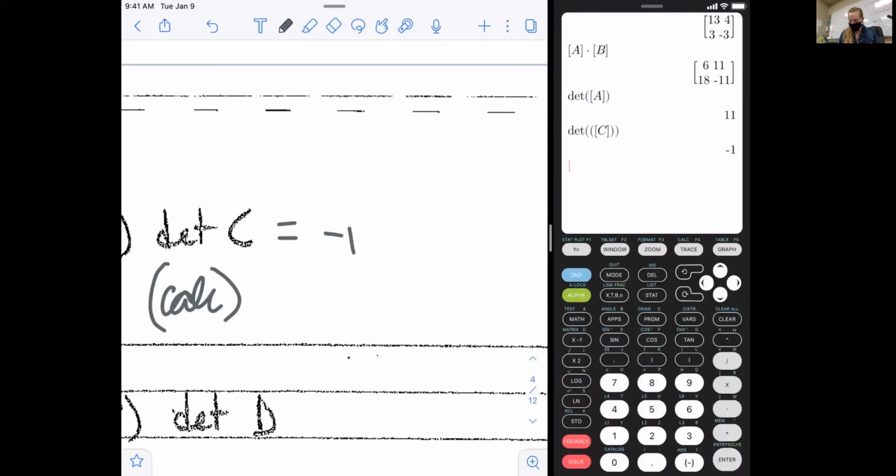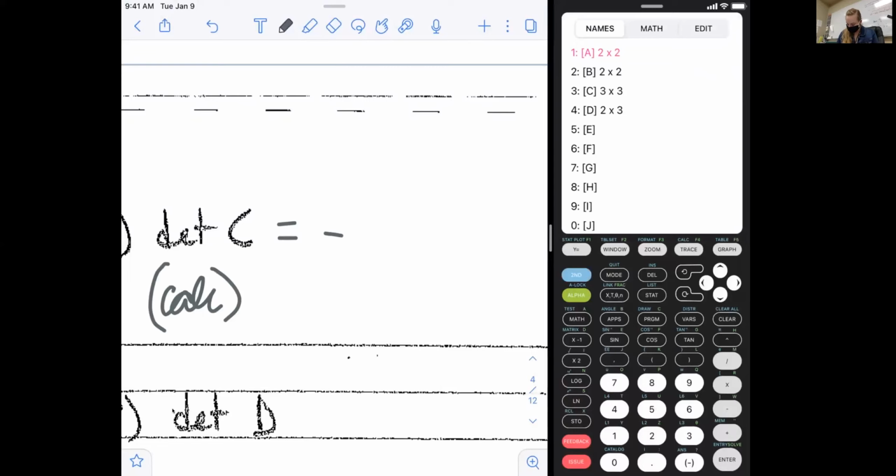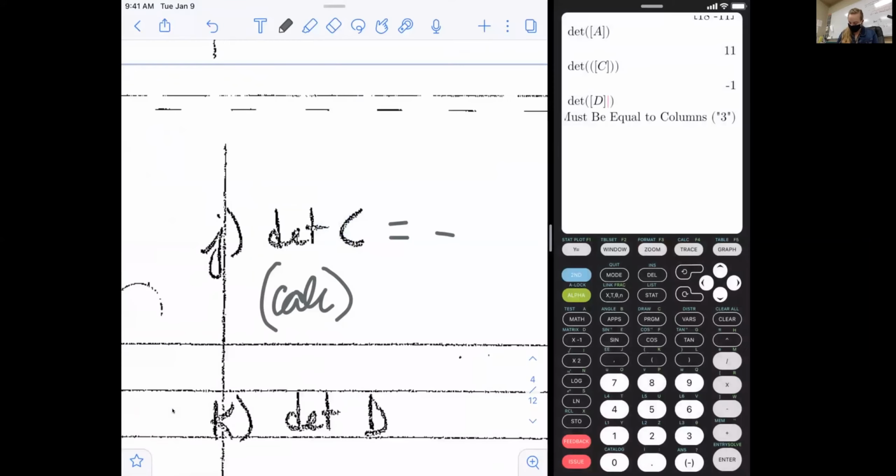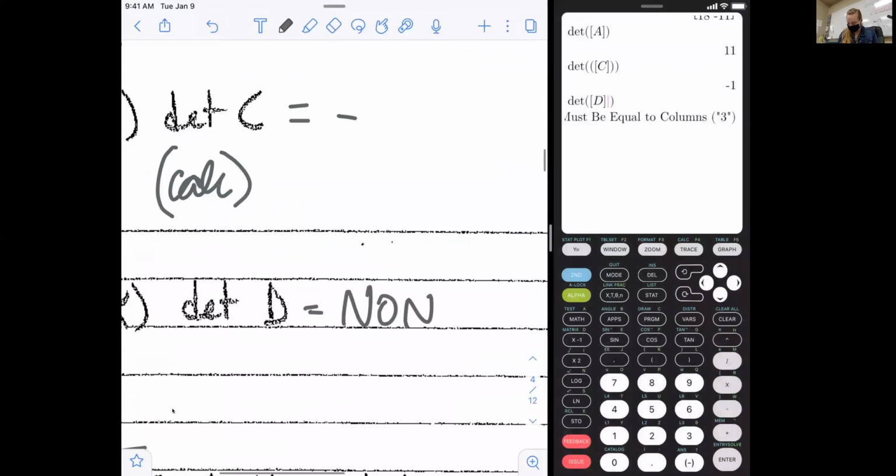And then let's do determinant of D. Second X to the negative first, determinant, and then D as in dog. Ooh, determinant of D, I got a weird message. It says indeterminate rows must be equal to columns. So we can't do that. You can only do determinants of square matrices. So I'm going to write none or NA or no solution. And I'm going to write a little note to myself next to it, say it only works in squares.